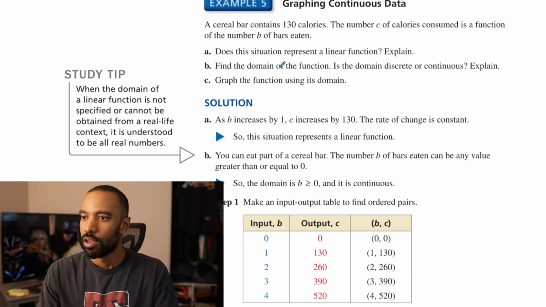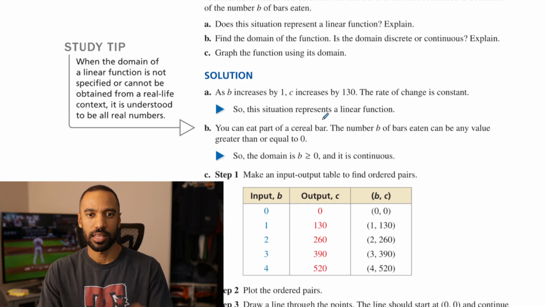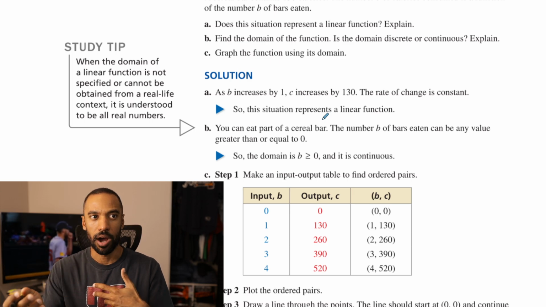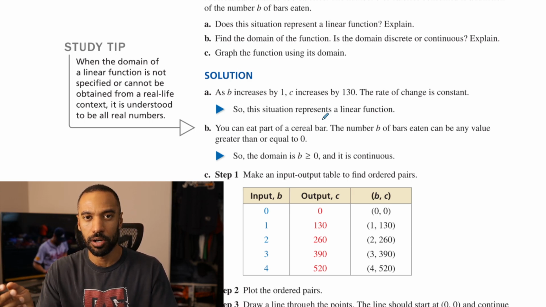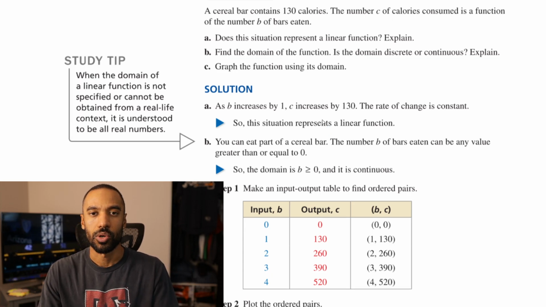Yep. Find the domain of the function. Is it discrete or continuous? Now, the thing about this one, and I want to see what they explain. Yeah, okay, I was going to say the same thing. For a ticket, you either buy the ticket or you don't. For a bar, I ate half a protein bar this morning, and I put the rest in the fridge. I kind of just want it later.